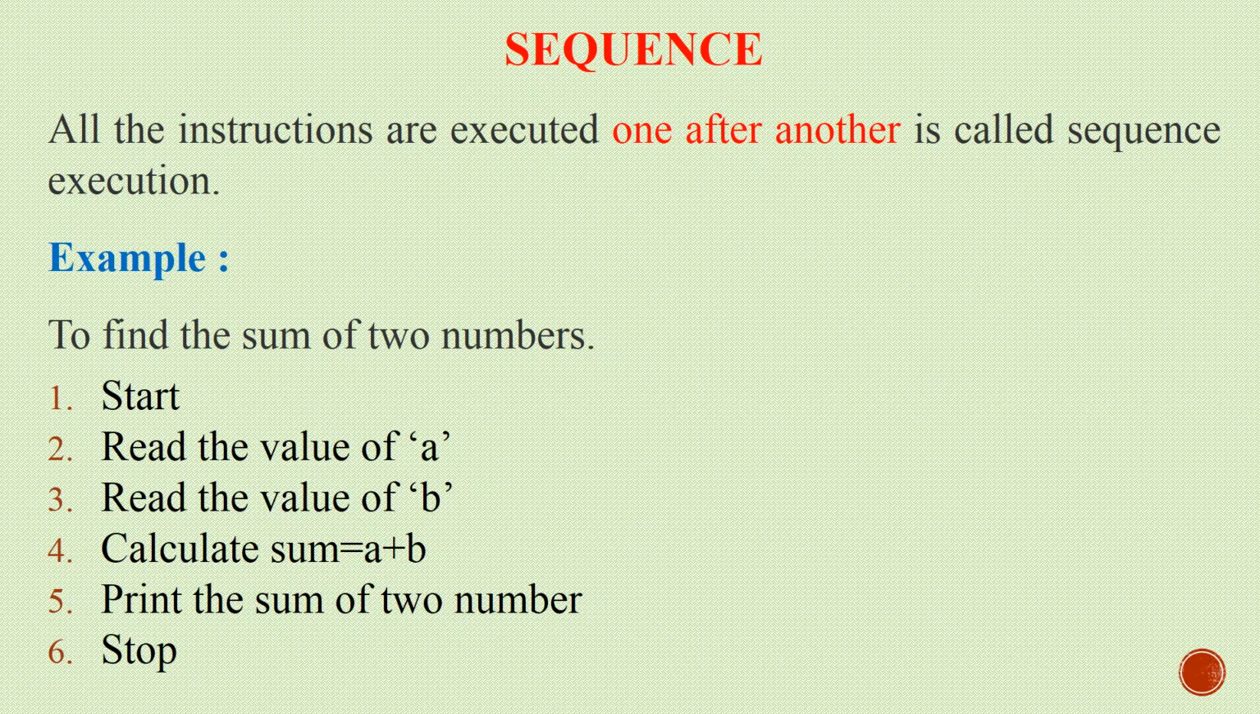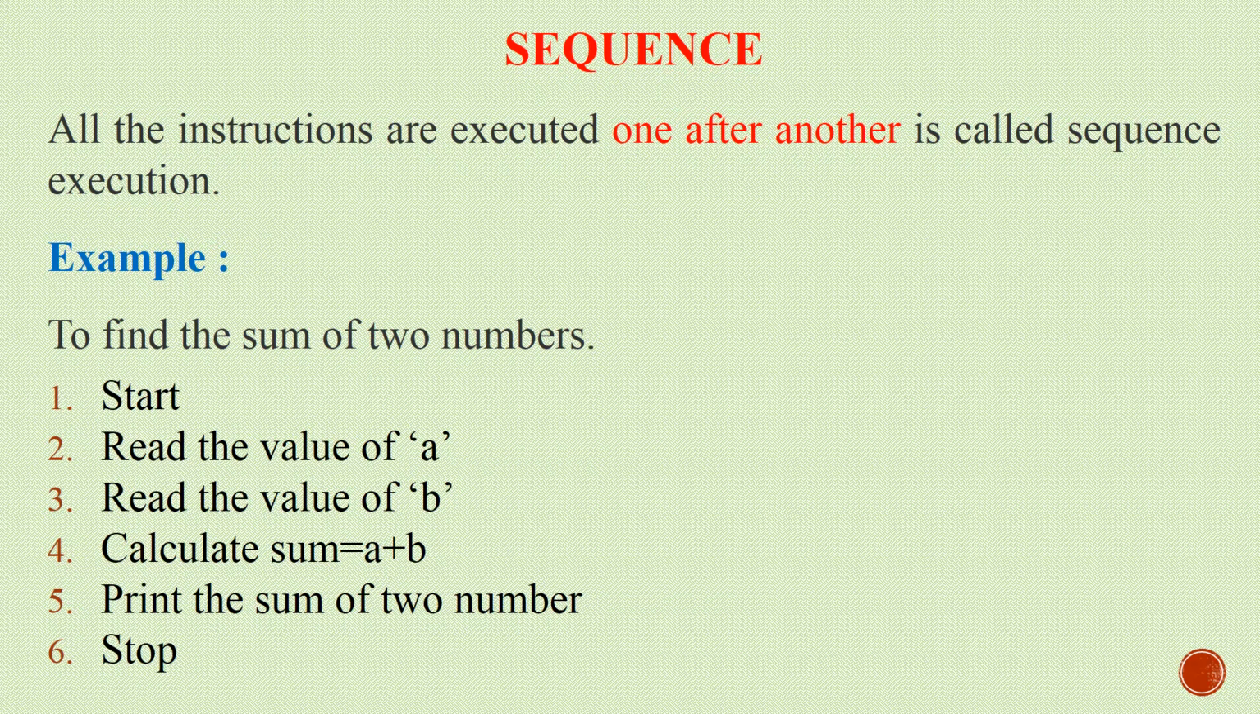Finding the sum of 2 numbers. So here there are 6 steps. Step number 1 is start. So an algorithm should have a start and a stop. So step number 1 and step number 6 are mandatory ones. And step number 2 says read the value of A, because we want to add two numbers. And then step number 3 says read the value of B. So these two steps 2, 3 get the input. Step number 4 is actually the processing.